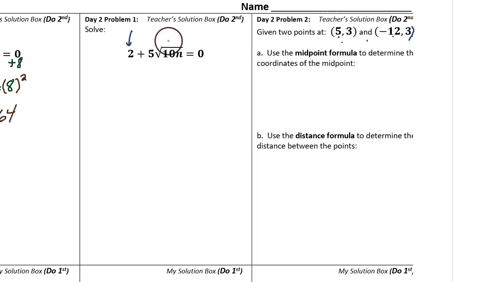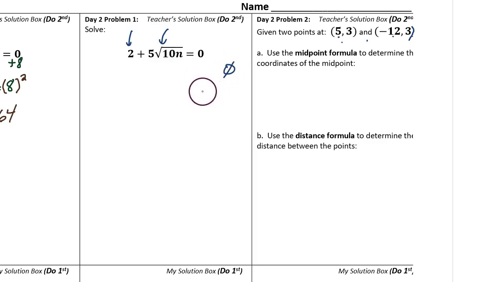Because of this 2, this term right here would have to be negative 2 in order to end up with equal to 0. 2 plus negative 2 equals 0. But there is no way for this to turn out to be negative 2. The answer is empty set.